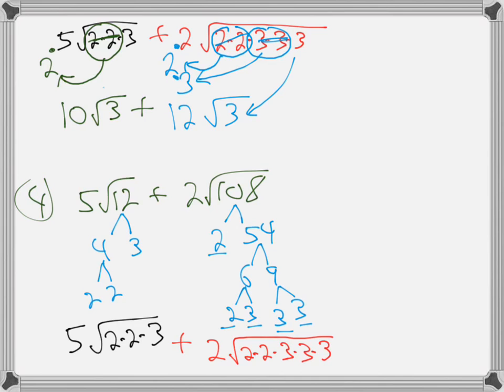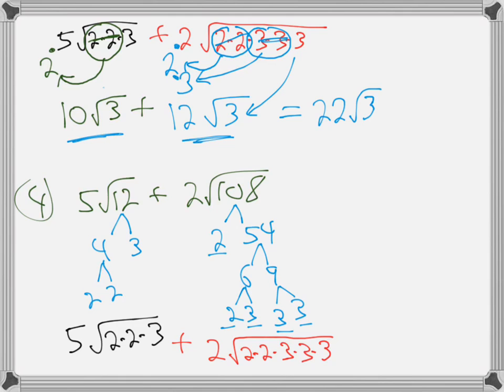And now they are like roots. Is everybody good to there? Everybody see how we got there? I just broke them down, 2-for-1 deal, so 2 2s in, 1 2 out, and when they come out, they multiply. And now they are like terms. 10 roots of 3 and 12 roots of 3? 22 roots of 3. They turned out to be like terms in the end.